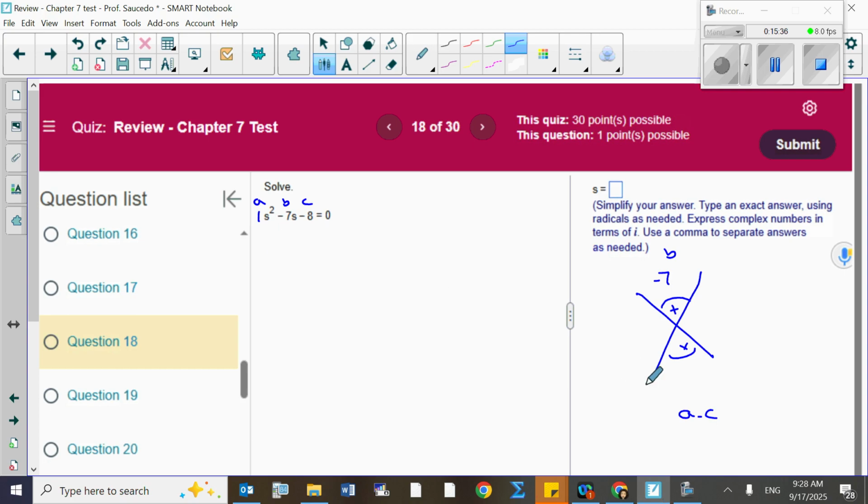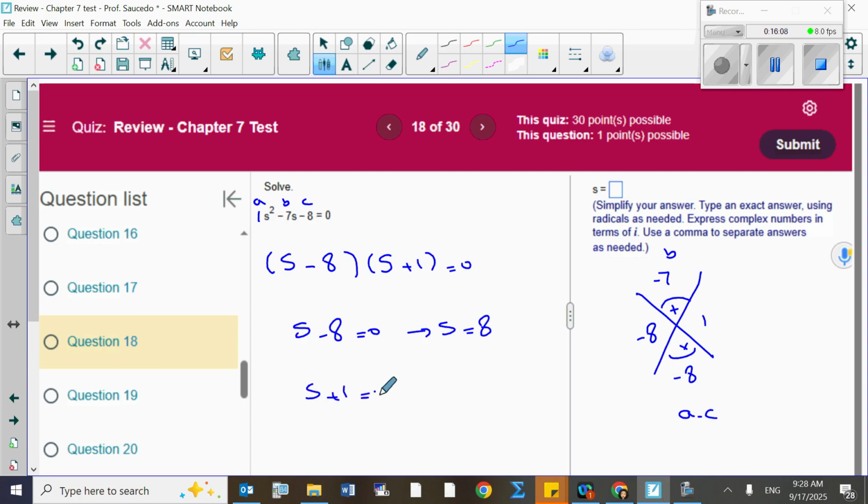So 1 times -8 is -8. So you're looking for two numbers that add up to -7 and multiply to -8. Those two numbers are -8 and 1. Now, since the a value is 1, I can easily just write (x - 8) and (x + 1) equal to 0. Now, in order to solve, just set each factor equal to 0 and solve. x minus 8 equal to 0, x is 8. x plus 1 equal to 0, x is -1.